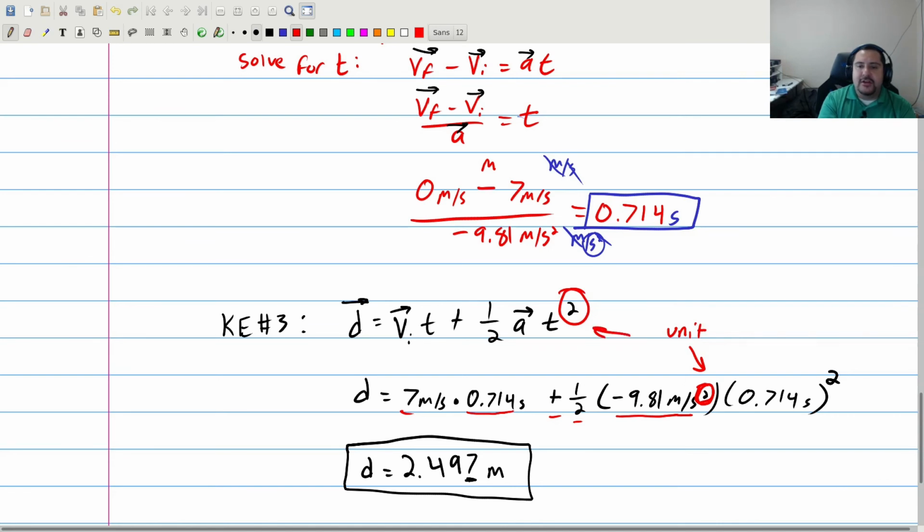So like up here, not unit. So that means this squared, yes, you put that one in. So times 0.714 squared. Sometimes, if your calculator isn't smart enough, you might have to follow order of operations and work your way through this. But I get 2.497 meters, which means the ball went about 2.5 meters upward.